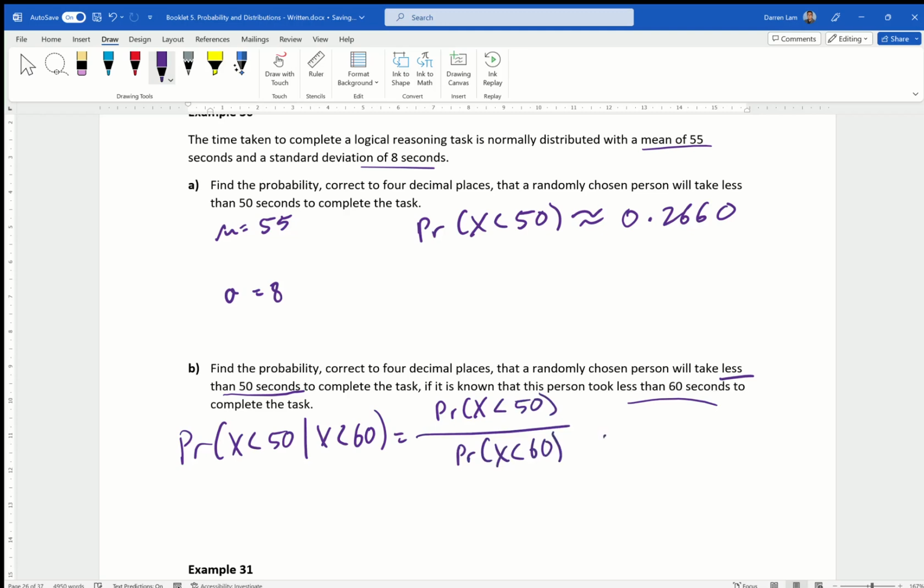I think we know how to do this. I'm just going to write the answer. You can double check it in your own time. It's 0.3624.